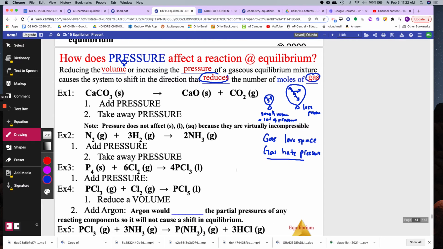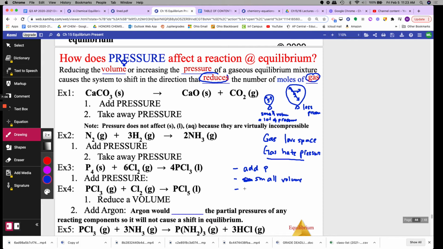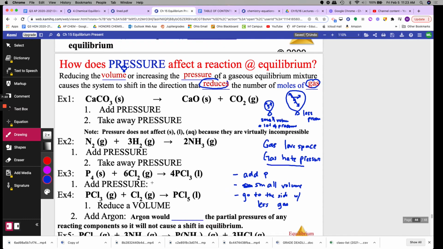Okay, so let me write that here. If you add pressure, another way of adding pressure is by making the container smaller, small volume, you're going to go to the side of the reaction, either to the products or reactants, go to the side with less gas, because gas molecules hate pressure. Okay, let's try this.